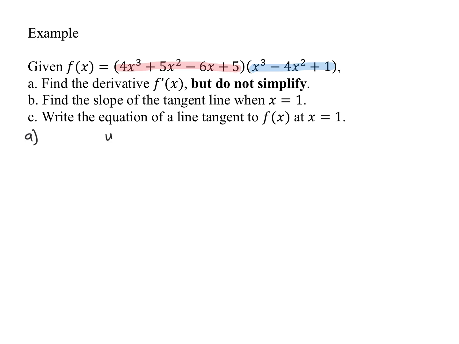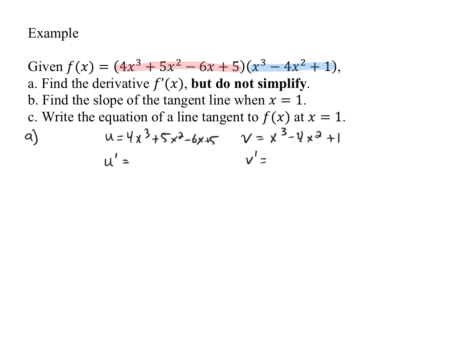Because we have identified this as a product of 2 functions, I'm going to write them down, u and v. U is going to be 4x cubed plus 5x squared minus 6x plus 5. Actually, let me give myself a little bit more space for my v. V is going to be equal to x cubed minus 4x squared plus 1. All right, we can then think about what their derivatives are.